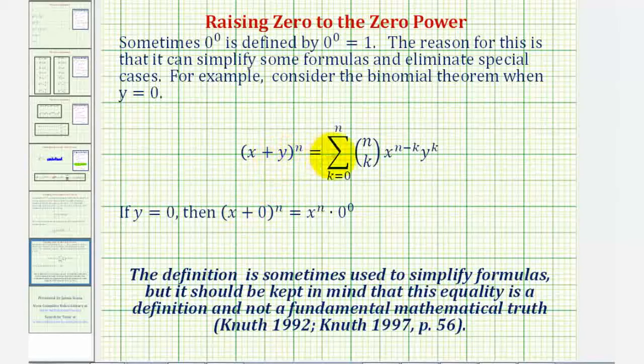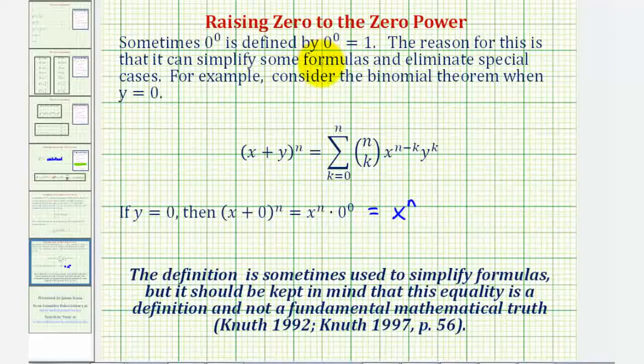But if we strictly apply the binomial theorem, notice that when k is equal to 0 and y is equal to 0, we would have x to the n times 0 to the power of 0, giving us this product here, which we know must equal x to the power of n. So because of special cases like this, sometimes we will see 0 to the power of 0 being equal to positive 1. Now if you're wondering what happened to all the other terms in the binomial expansion, since y was equal to 0, each successive term would have a factor of 0 raised to a non-zero power, which is equal to 0, eliminating all successive terms.